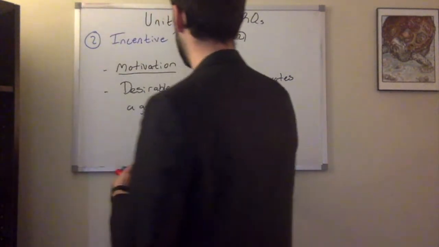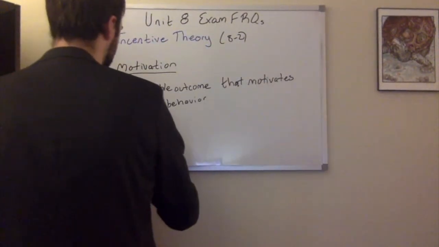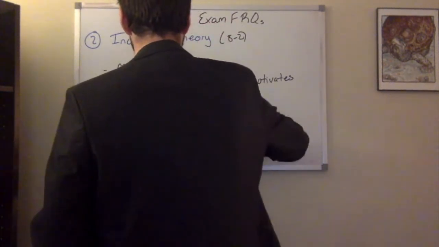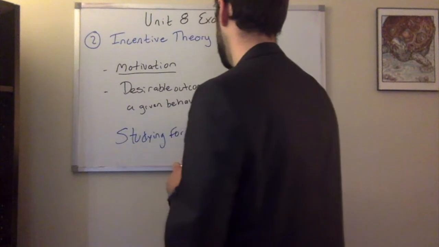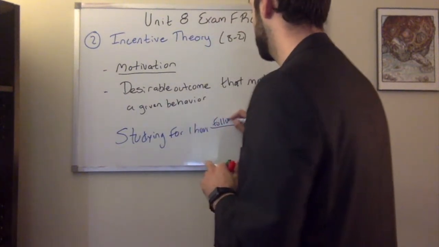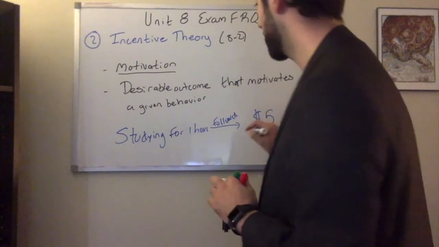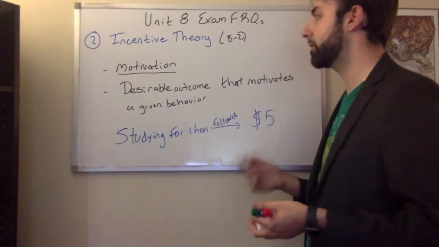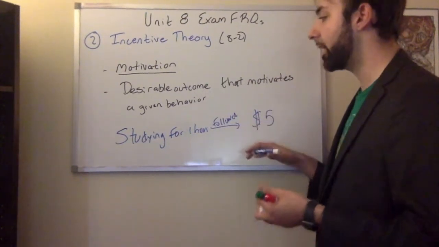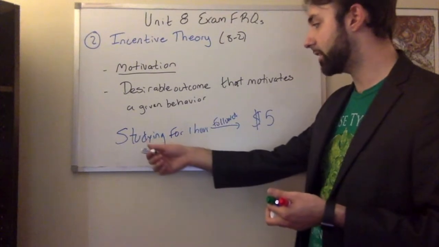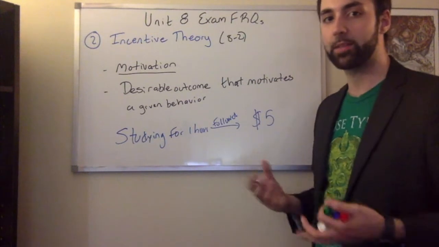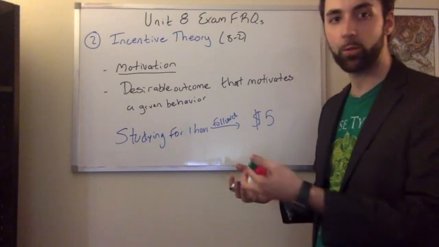So for example, you could say studying for 1 hour is followed by $5. If you live in a house or you live with parents or guardians or family members that are using incentive theory, this would be a great way to incentivize you to study. After you study, that is followed by a $5 incentive. Back in Unit 6, we would call that something like a reinforcement, in this case, a positive reinforcement.